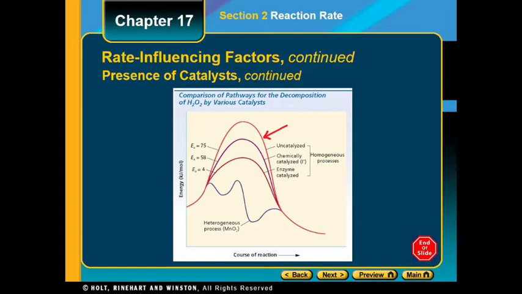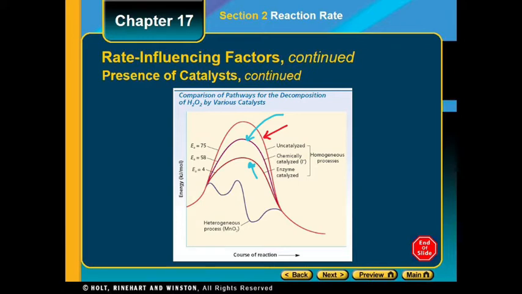The one right below it is chemically catalyzed. So we've got the iodine ion going on in here. So this is going to be a homogeneous process. If they decide to use the iodine ion, we are lowering that activation energy to 58 kilojoules per mole to make it happen quicker and with less energy. And then if you use an enzyme catalyst, you can see that activation energy is lowered even further. And then there at the bottom, we have a heterogeneous process.